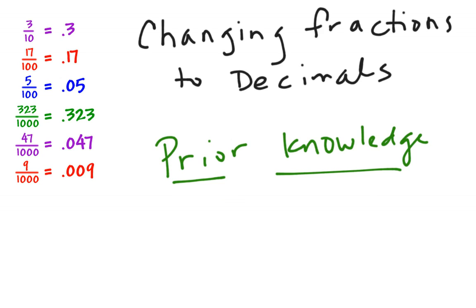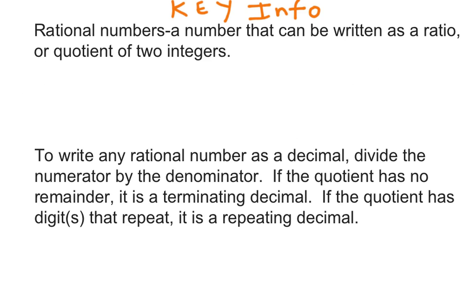All right, so you've got your prior knowledge already written down, and here's your key information. I want you to have a few definitions. One of them is the definition of a rational number. A rational number is a number that can be written as a ratio. You might notice the word ratio is embedded in the word rational. I like to use words as hints for helping me remember things.